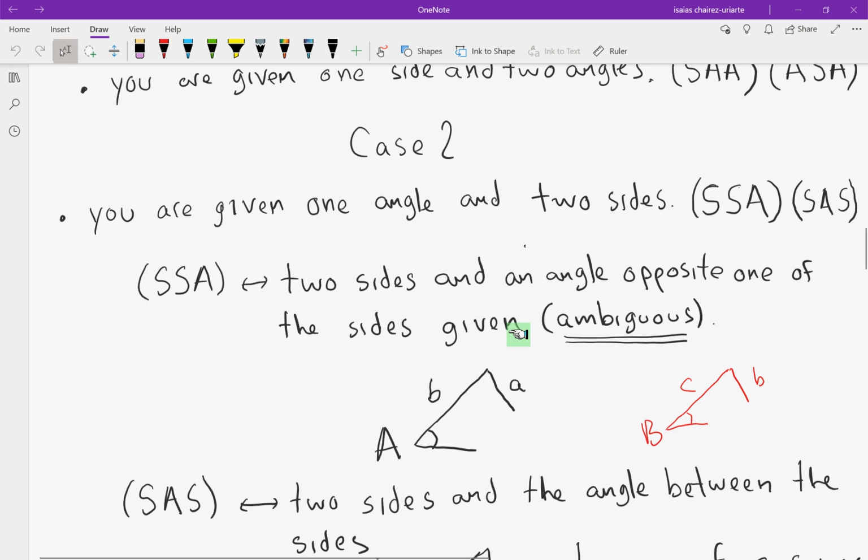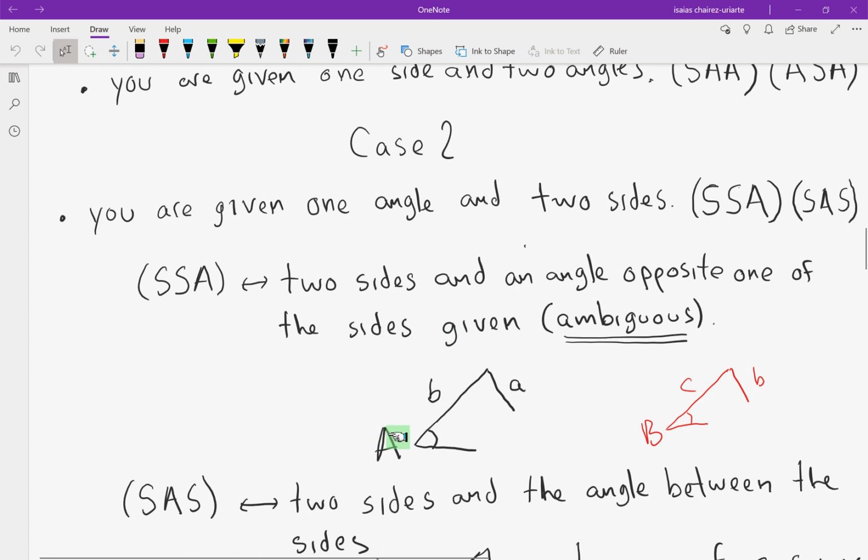This case is difficult. This requires quite a bit of treatment. We're going to cover it in the next video. Your book calls this the ambiguous case. So in part 2 of this section, we'll tackle this situation. You're given two sides and an angle opposite one of the sides.